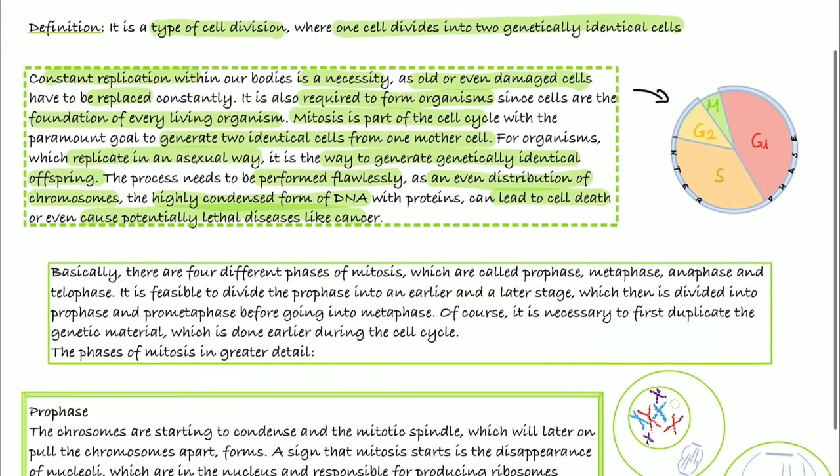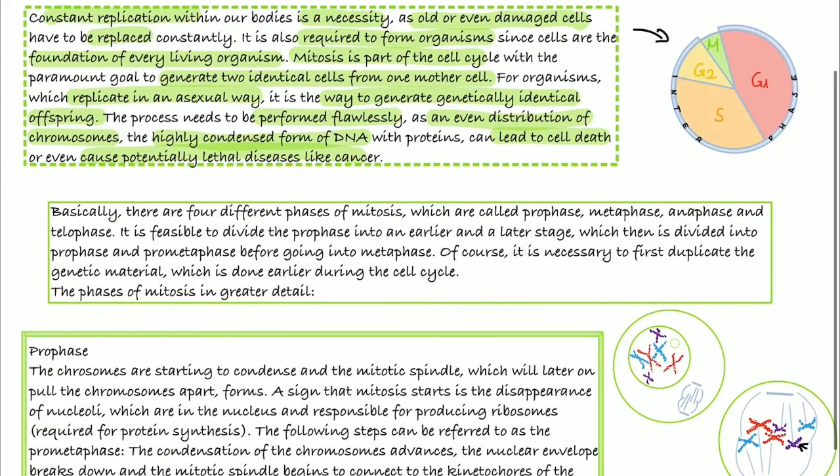Mitosis is a part of the cell cycle. And as you can see here, it's only a small part, but it's a very essential one. It can be divided into four main phases, which are Prophase, Metaphase, Anaphase and Telophase. Prophase can be divided, and some teachers may do that, into Prophase and Prometaphase, and we're going to discuss that as well.